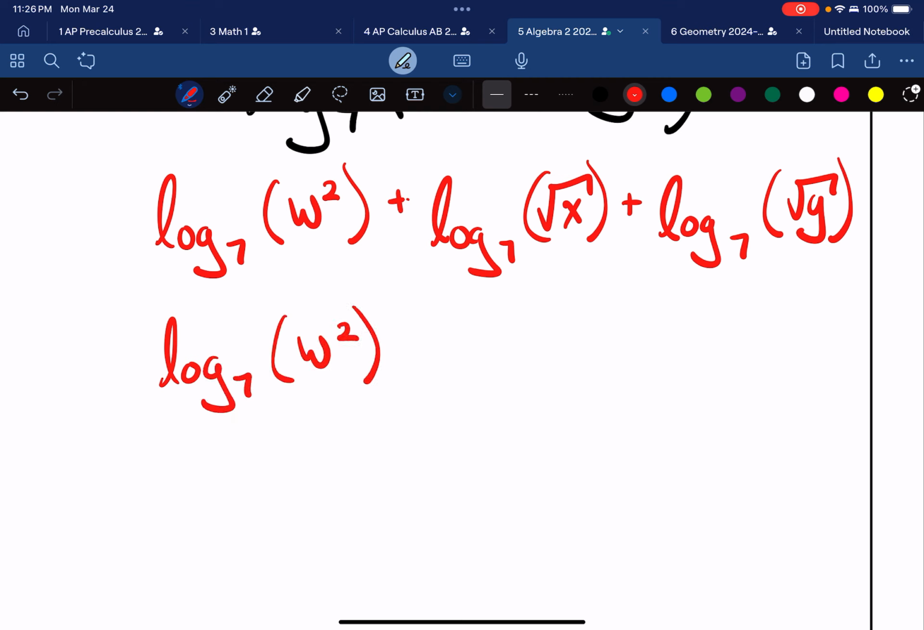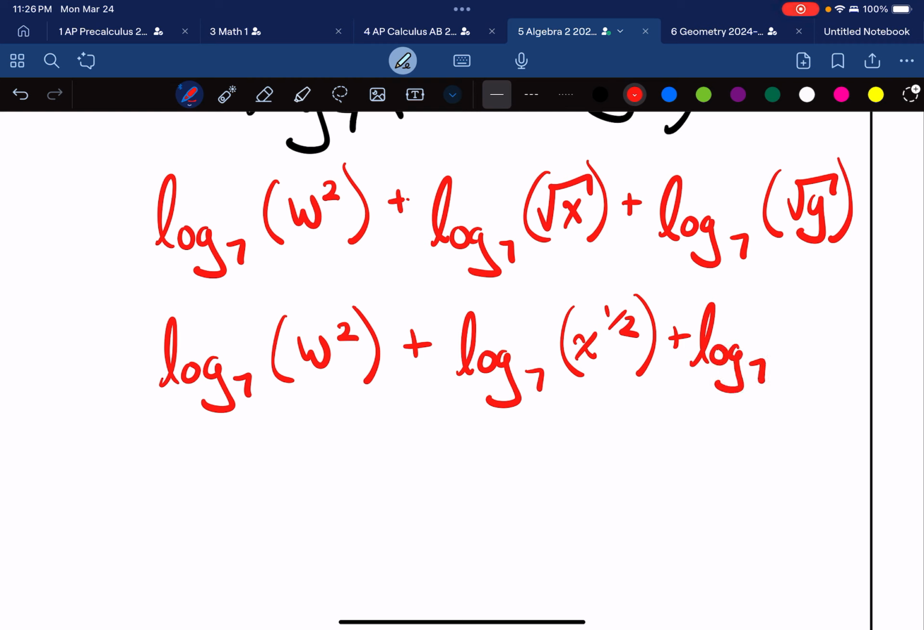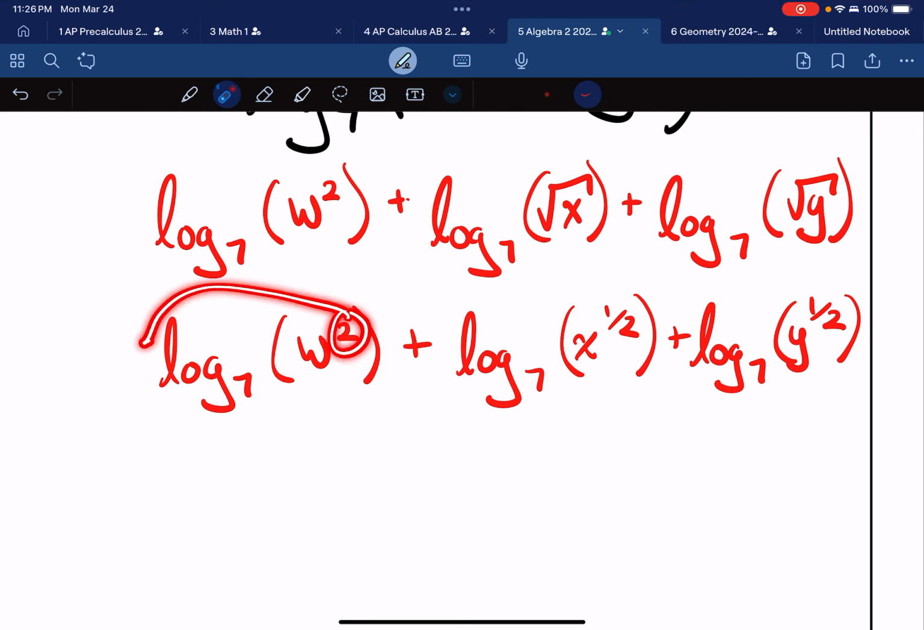That hasn't changed. But over here, this is going to be log base 7 of x to the power of 1/2. And this is going to be plus log base 7 of y, also to the power of 1/2. Okay, so now each of these has a power that can come down in front. Let's go ahead and rewrite all of this.